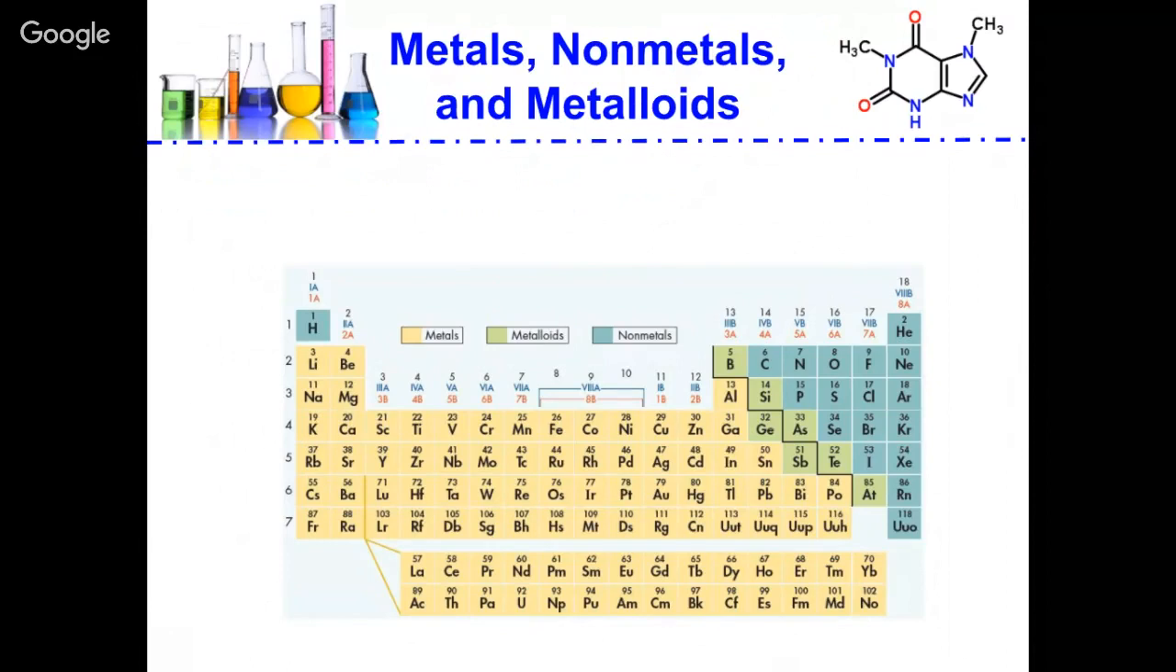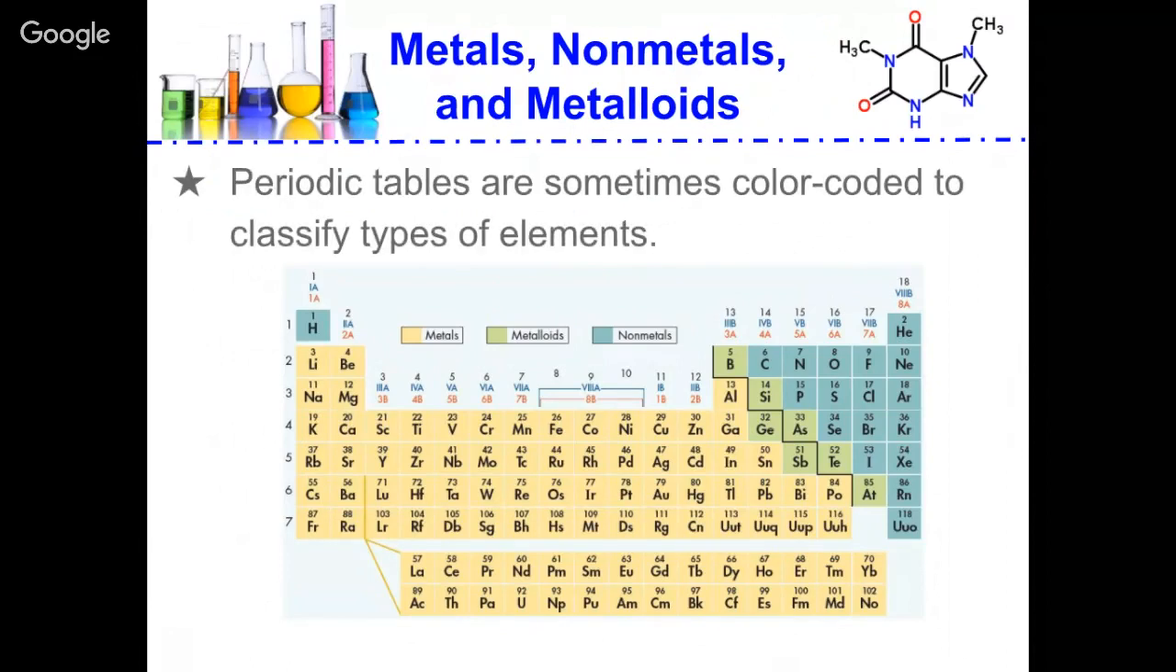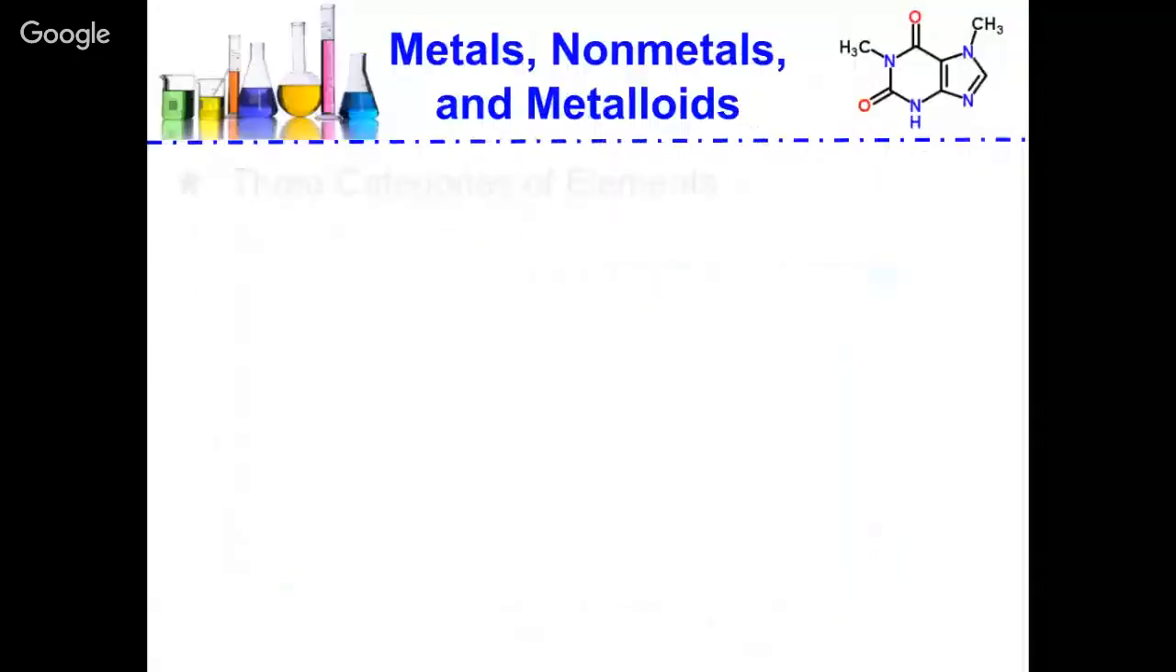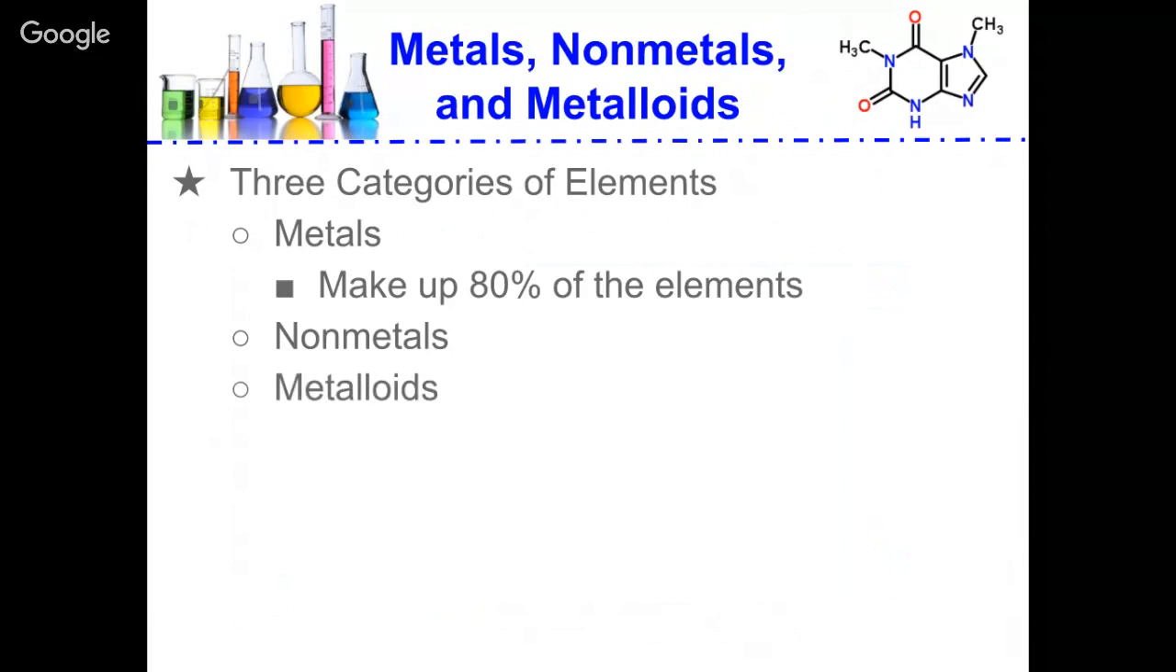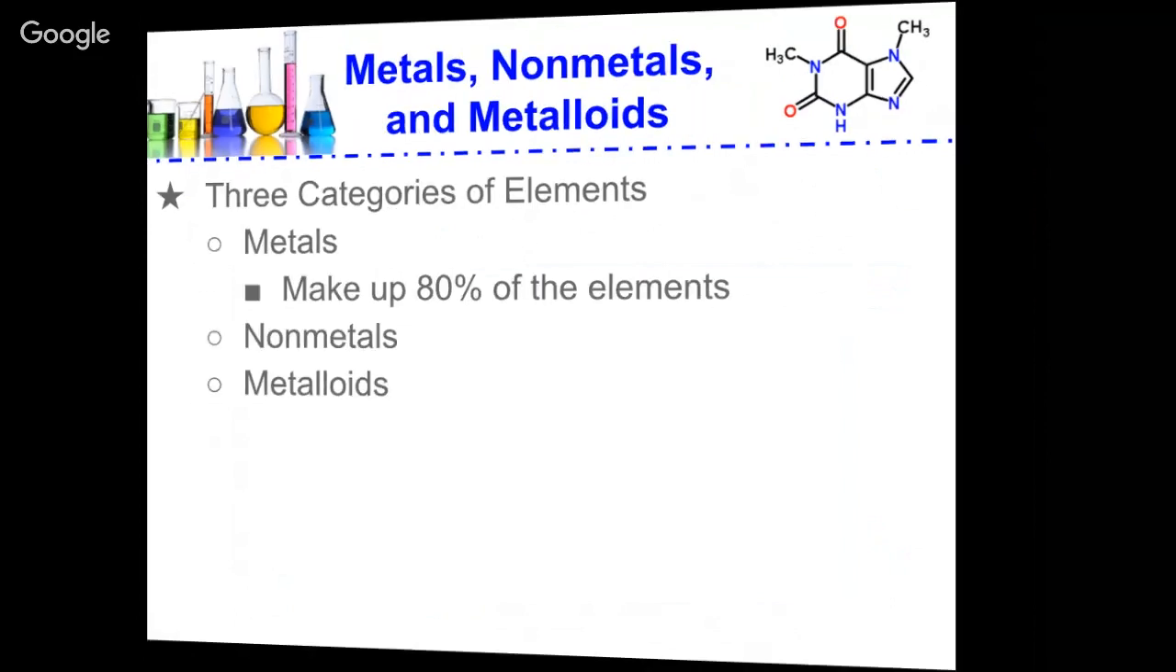Now let's go a little more in depth as to what you can find where. The periodic table is color-coded to classify types of elements. So this periodic table classifies which elements are metals, nonmetals, and metalloids. We're going to discuss each of those in a little more detail. Like I said before, there are 3 categories of elements: metals, which make up 80% of the elements, nonmetals, and then metalloids. So let's break each one of these into an individual category and discuss their properties.